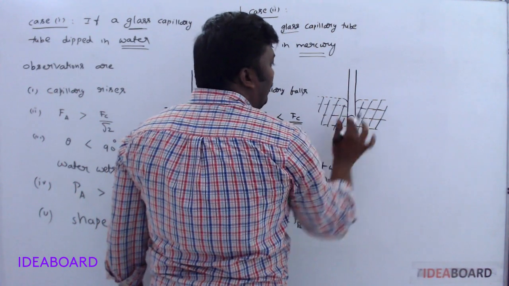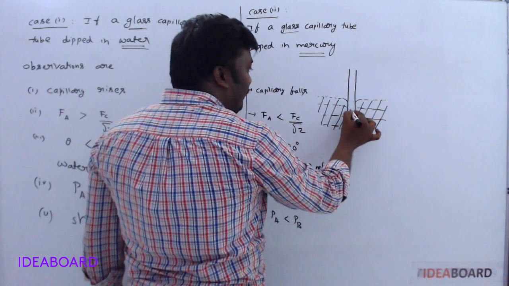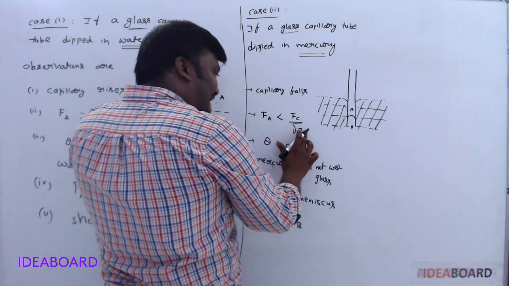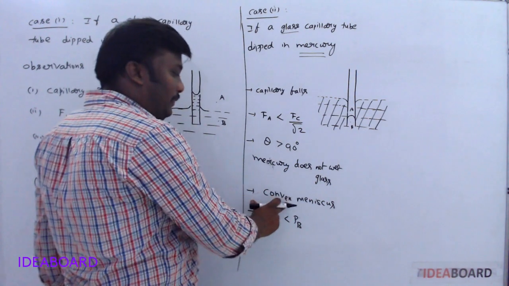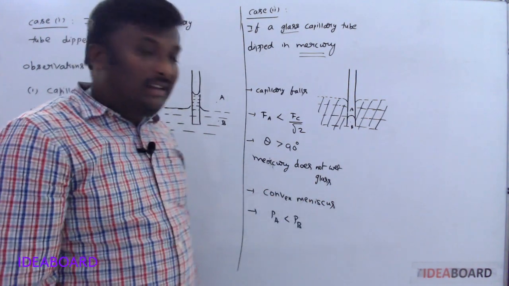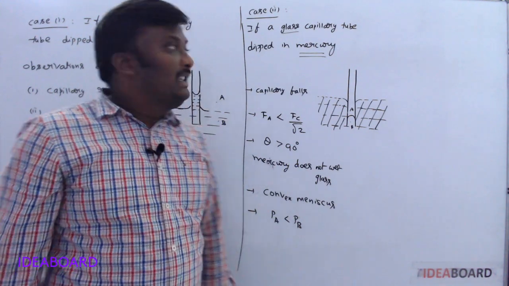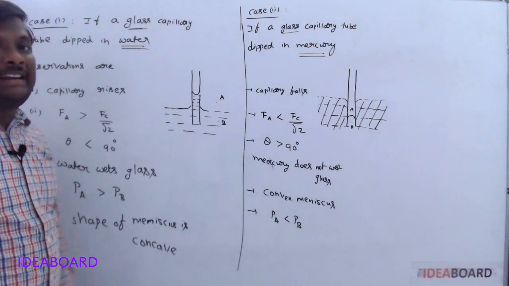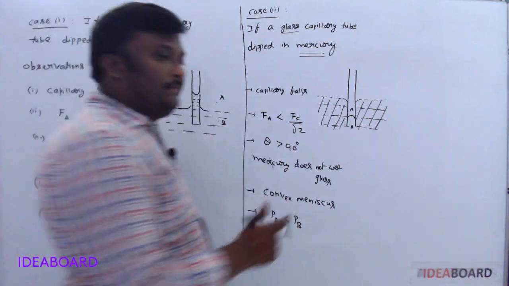Okay, see the first one, capillary falls down now, and second one, FA is less than FC by root 2, theta is greater than 90, it is the obtuse angle, and the shape of the meniscus is convex, and PA is less than PB. This is case 2. It happens when the glass capillary tube is dipped in the mercury.